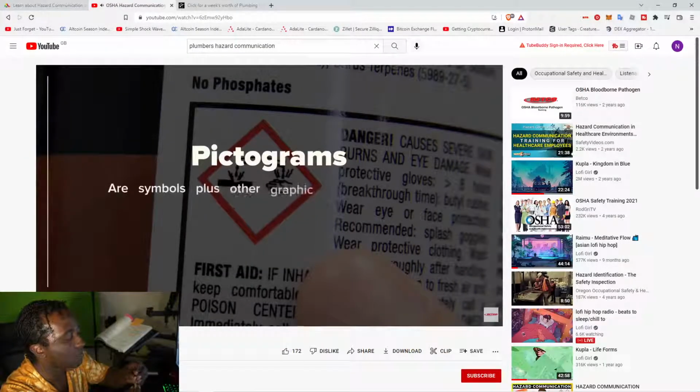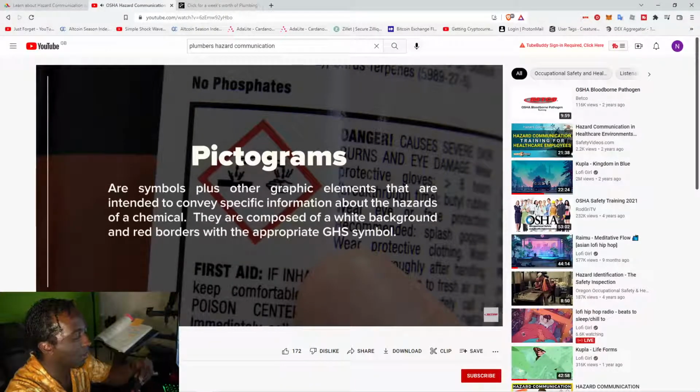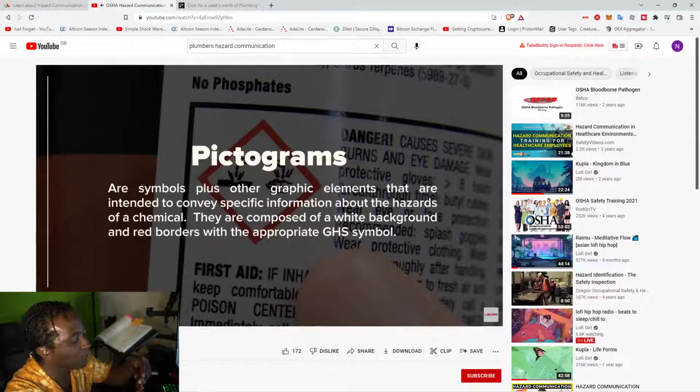Pictograms are symbols plus other graphic elements that are intended to convey specific information about the hazards of a chemical. They are composed of a white background and red borders with the appropriate GHS symbol.